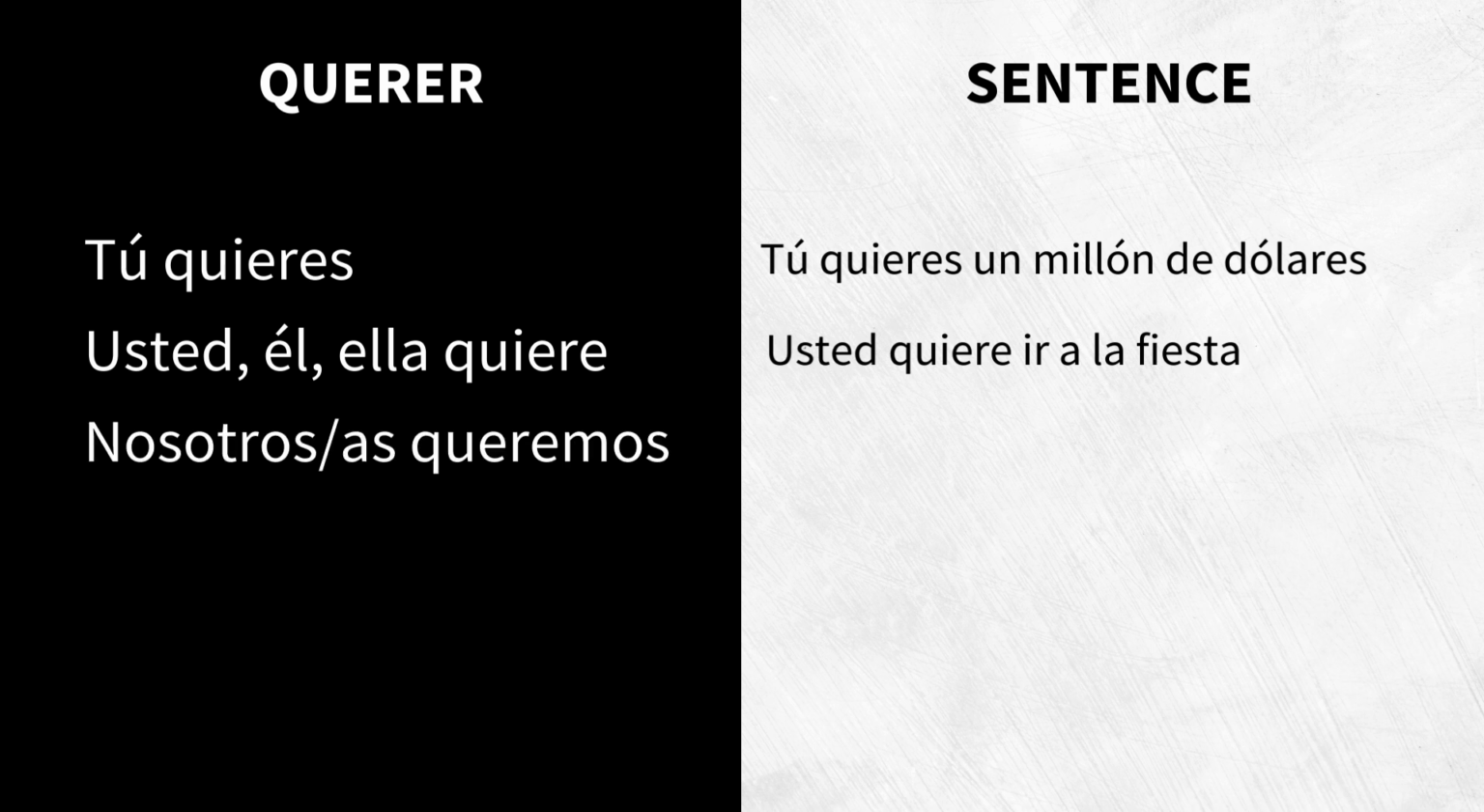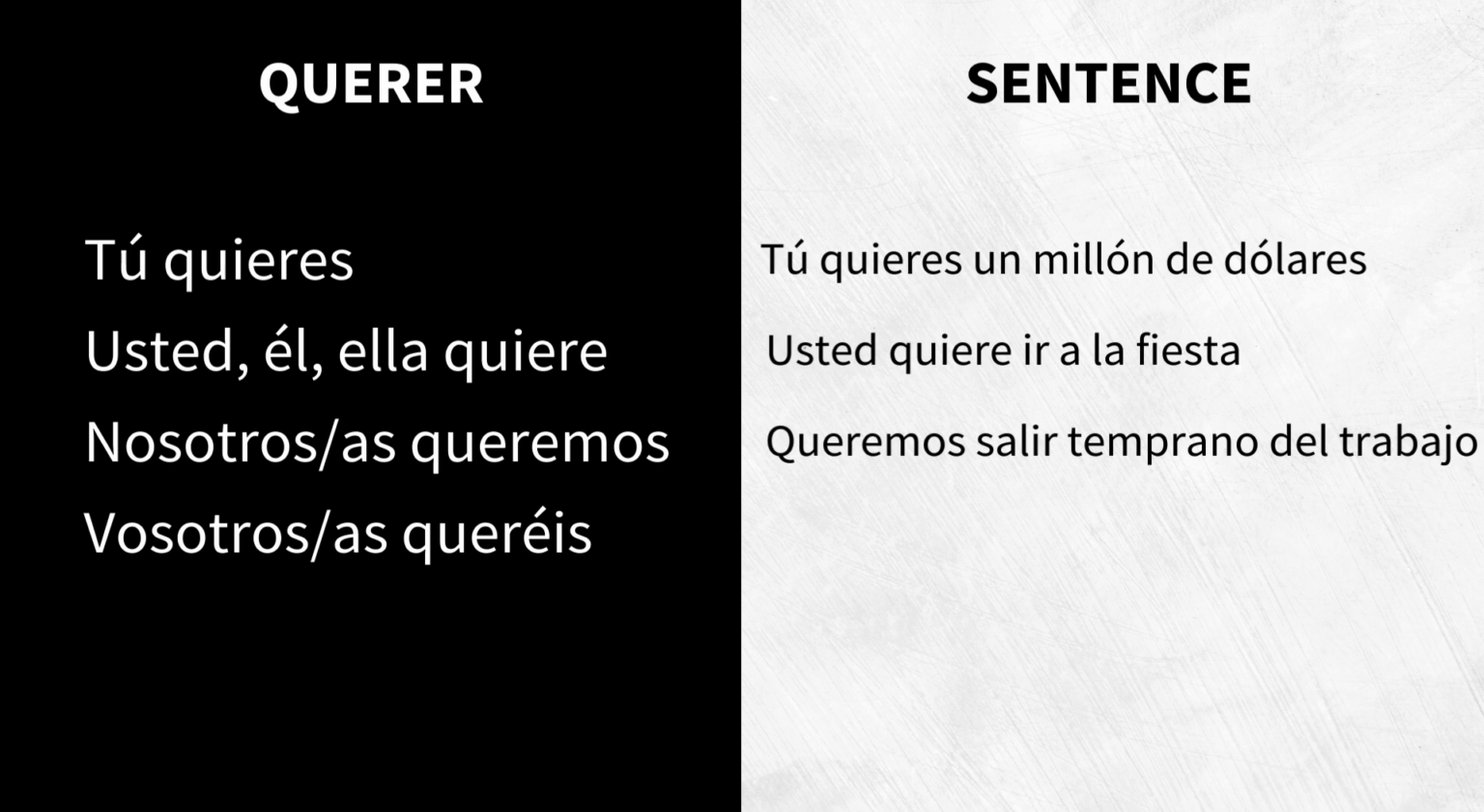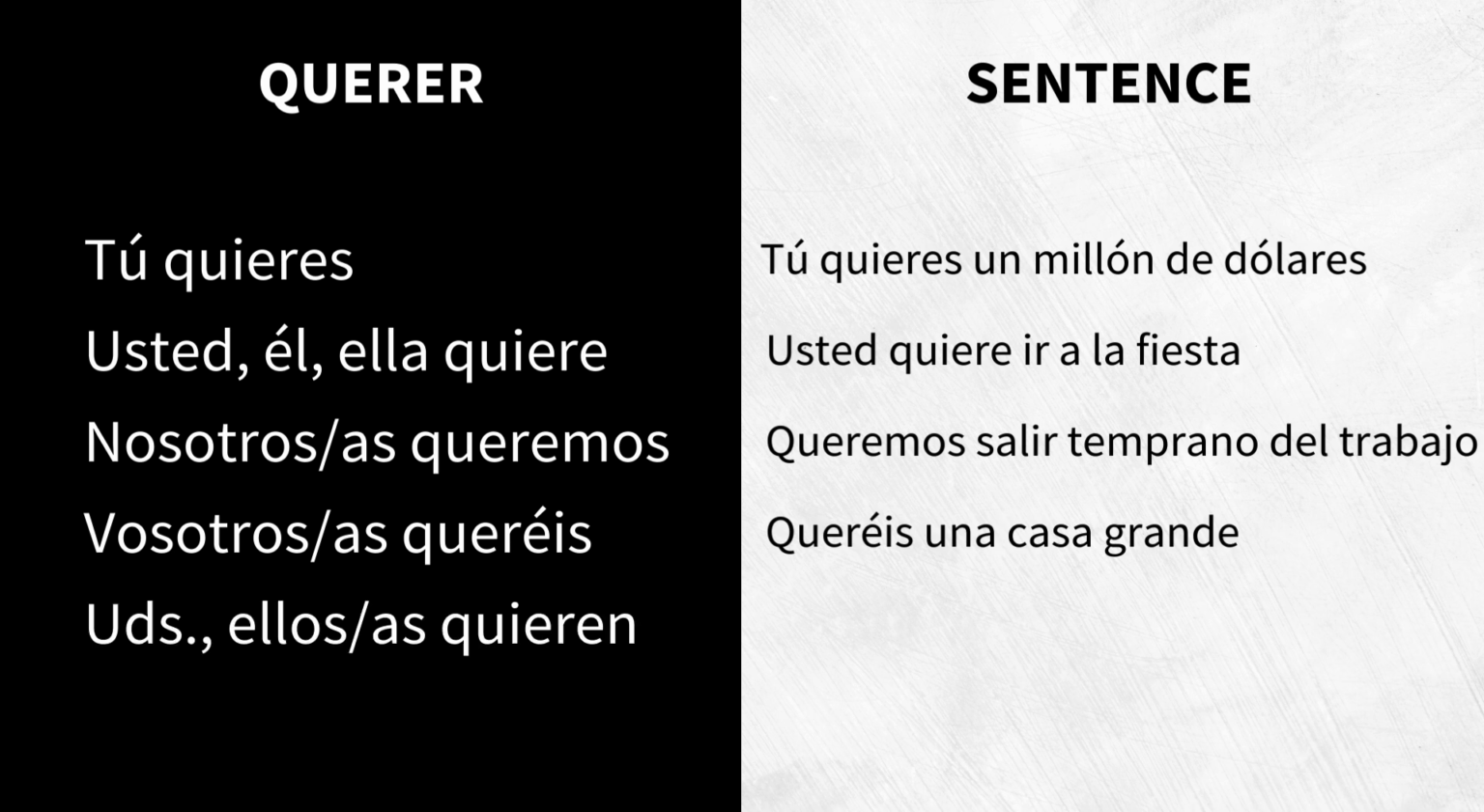For nosotros or nosotras, the we forms, it will be queremos. Queremos salir temprano del trabajo. We want to leave work early. And for vosotros or vosotras, it will be queréis. Queréis una casa grande. You want a big house. For ustedes, the plural you, ellos or ellas, they, the verb is quieren. Quieren comprar un carro nuevo. They want to buy a new car.